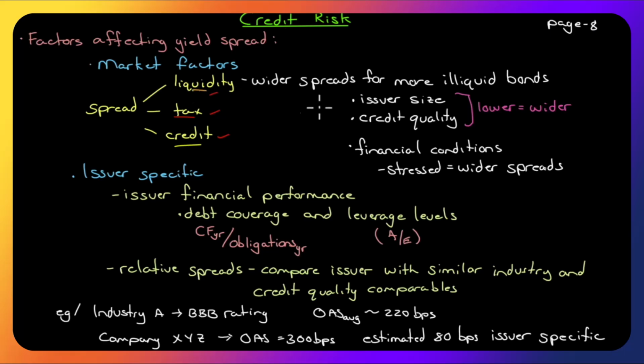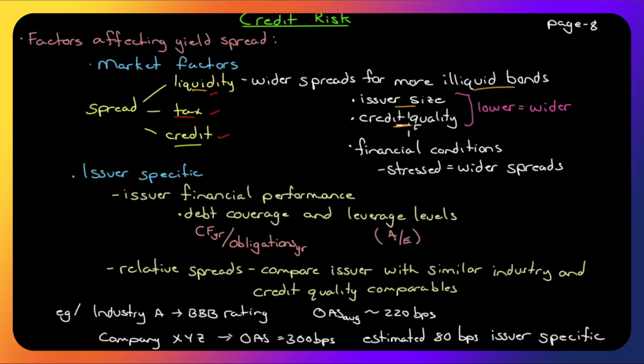Let's look at liquidity. Wider spreads for more illiquid bonds. So we can look at the issuer size and the credit quality. Some issuers don't have a lot of debt outstanding, maybe 1 or 2 bond issues. They might be for $300 million or $500 million each, really, really small. So there's not a big enough market for a lot of liquidity in those bonds.